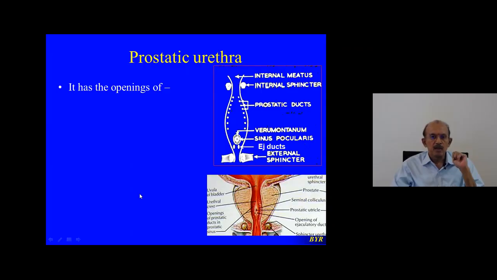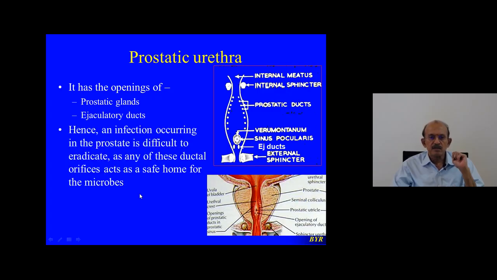The prostatic urethra has the openings of the prostatic glands and ejaculatory ducts. Hence, an infection occurring in the prostate is difficult to eradicate, as any one of these duct orifices acts as a safe home for the microbes. The verumontanum and prostatic utricle lie on the posterior wall. So this elevated structure is called the verumontanum. Just below this structure is the apex of the prostate. And below the apex of the prostate is the membranous urethra.